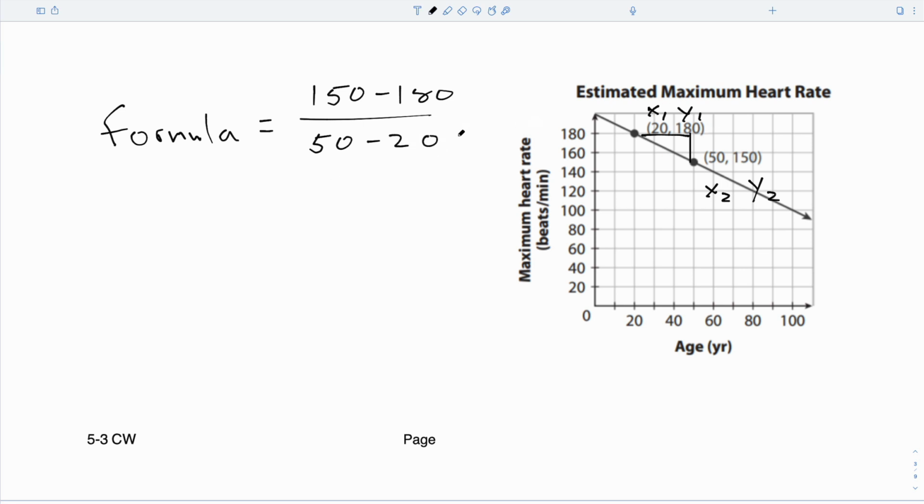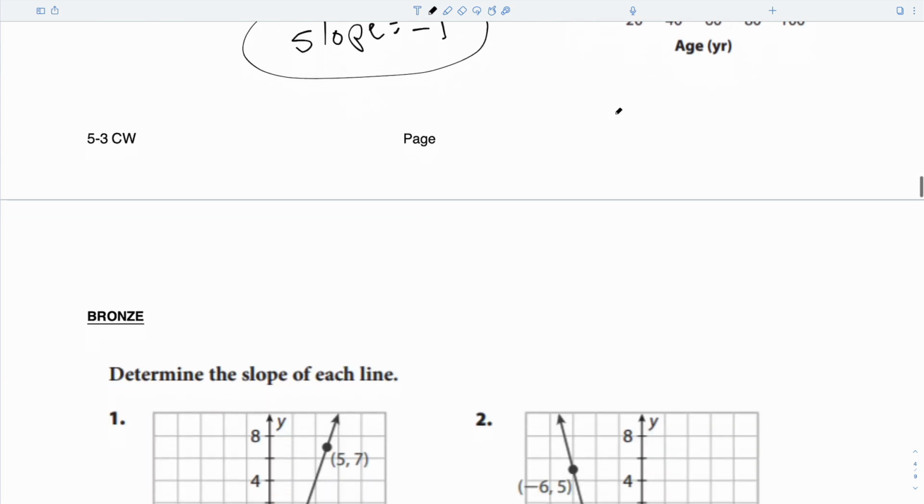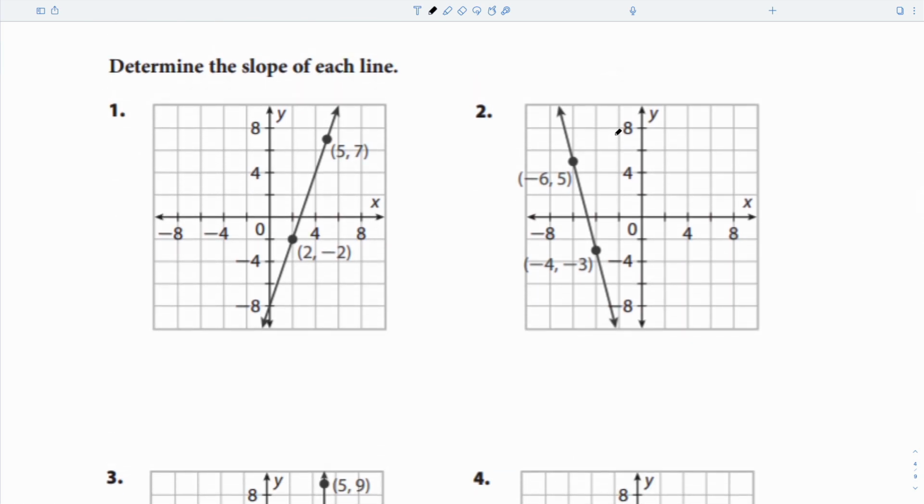150 minus 180, okay. What is that, Ava F? Good. And 50 minus 20 is what? Good. Can I simplify that, Elia? Yeah, -1 is your slope, or -1/1 for the slope. And you can know it's negative because little man is headed downhill. Next page. Awesome. Did you do 9 o'clock yesterday?